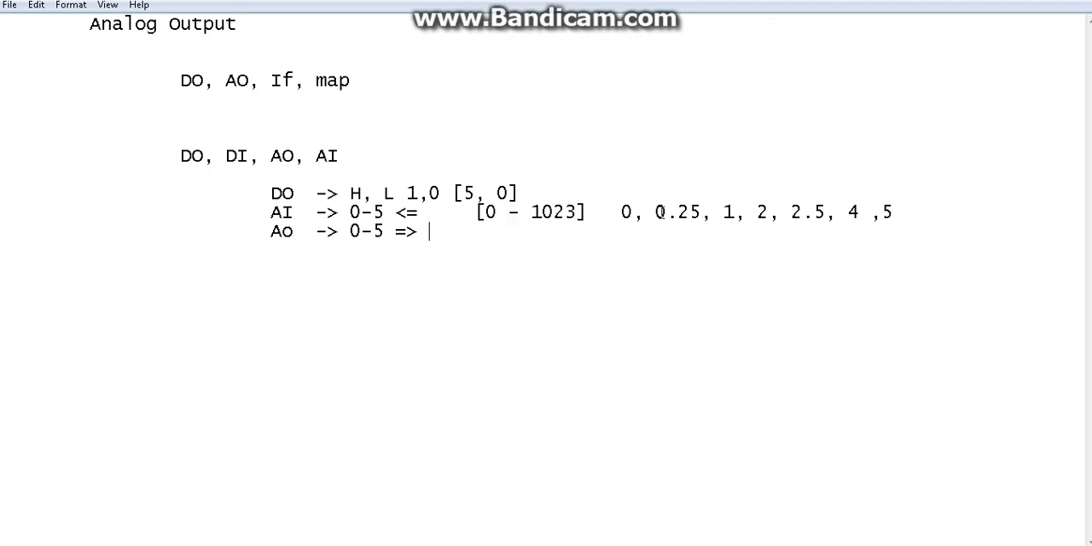But when it comes to analog output, yes, still the same thing, 0 to 5 voltage, so it can be any value, right? It can be 0 voltage, 0.25, 1 voltage, or any value we can give from a pin to an external thing. Okay, so earlier the sensor gave it to us, now we are giving out to something else, something outside. Not taking in, giving out.